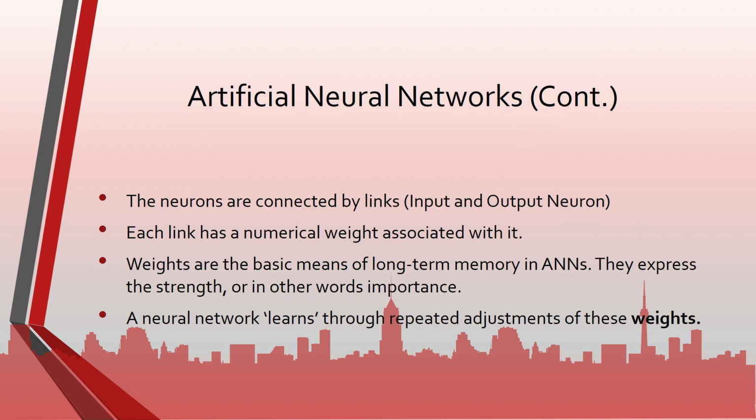Let's see an example of a simple neural network called Perceptron. A perceptron has input and output neurons connected by links, and each link has a numerical weight associated with it. Weights are the basic means of long-term memory in an artificial neural network, and they express the strength, or in other words, the importance of the connection between the neurons. So the neural network learns through repeated adjustment of these weights.